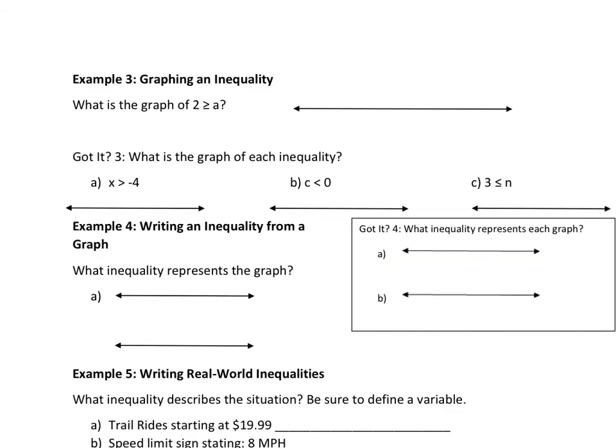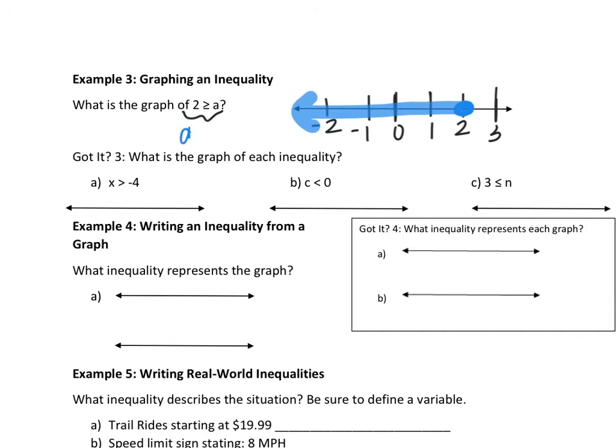Okay, example 3, how to graph an inequality. So they want to know, what is the graph of 2 greater than or equal to a? So we're going to do 0, 1, 2, 3. And it's greater than or equal to, so we're going to put a closed circle on 2. And we are going to shade the numbers that are less than 2, because 2 is greater than a, so a must be less than 2. So we're going to shade all the numbers that are less than.